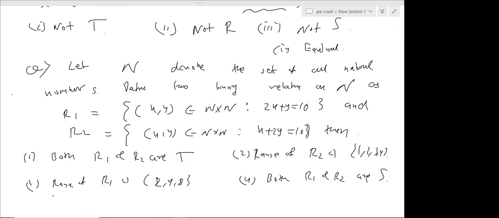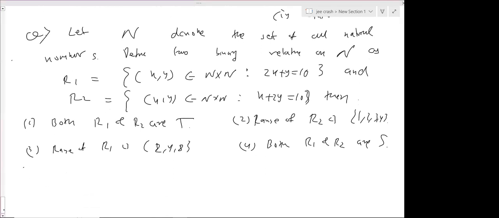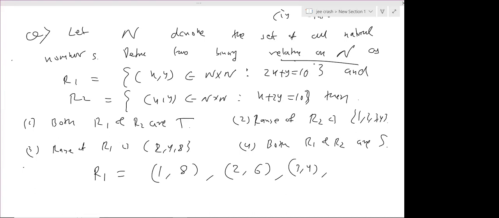Done, everyone? See, we can write R1 as a relation on N. So x and y both have to be natural numbers. If x is 1, then y will be 8. If x is 2, then y will be 6. If x is 3, y will be 4. If x is 4, y will be 2. If x is 5, x cannot be 5. So these are all the elements, right?